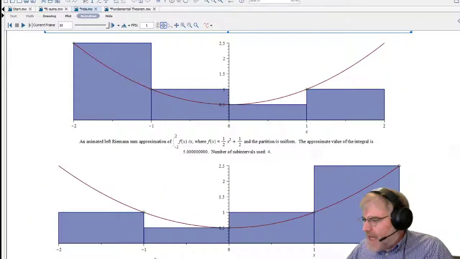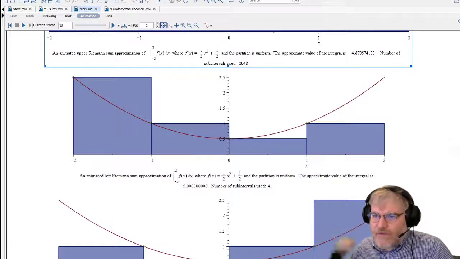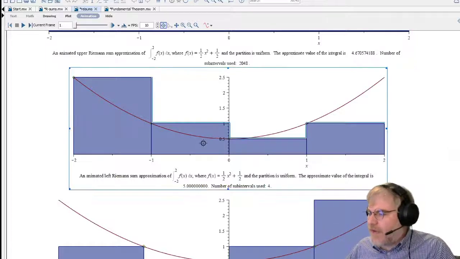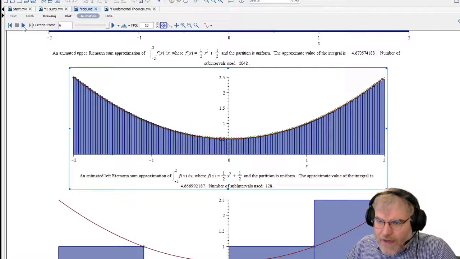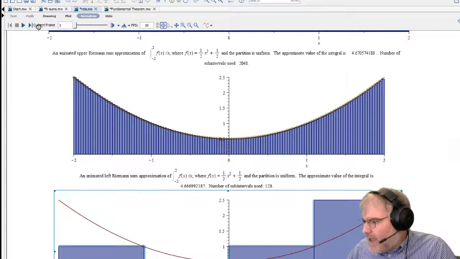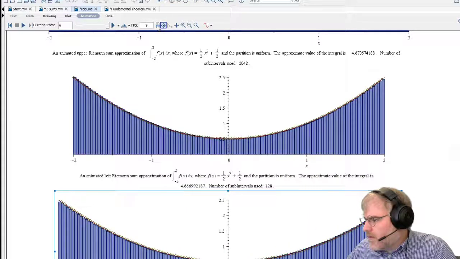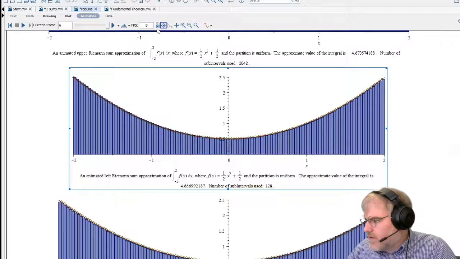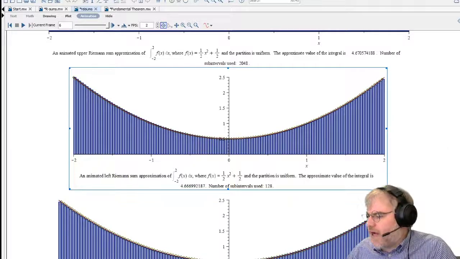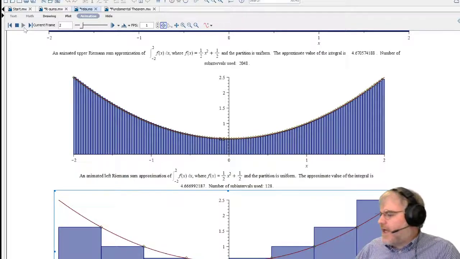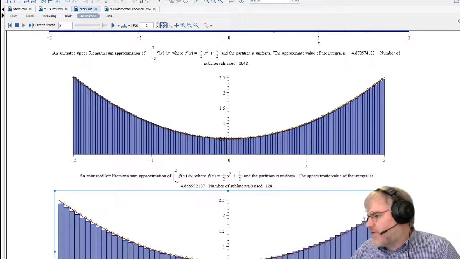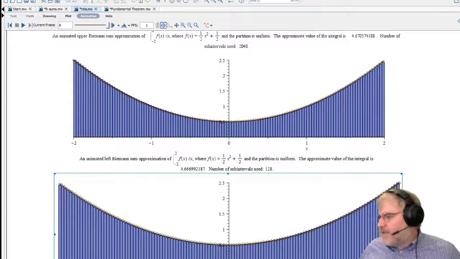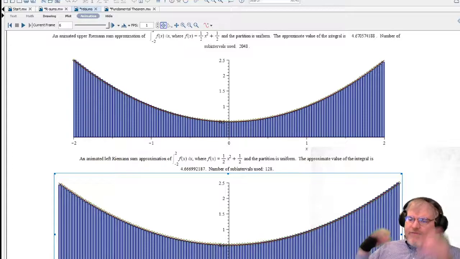The same thing happens, but I don't always have to use the upper or lower. We're going to define it using upper or lower, but it actually works if I take left endpoints or right endpoints. So here's left endpoints, and here's right endpoints. And it works if the thing is continuous. It doesn't matter which ones I use. When I take the limit as I go to infinity, the numbers all come out to be the same. How do we feel about that, 1 to 5?